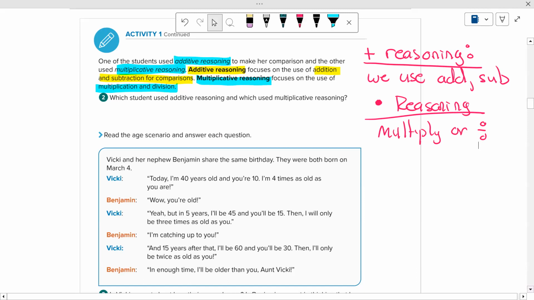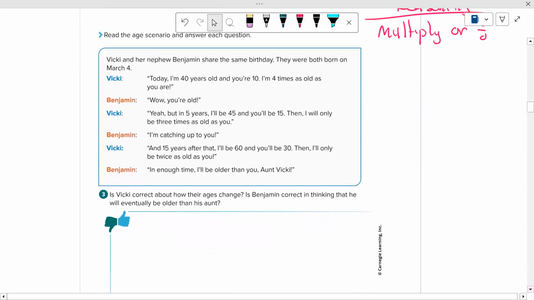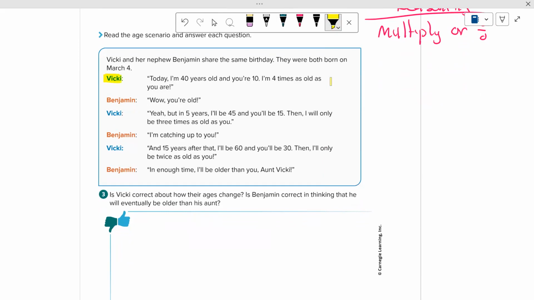All right, so number 2 asks you which student used additive reasoning and which used multiplicative reasoning. So let's look through that real quick. So we're talking about Vicky and Benjamin. Vicky and her nephew Benjamin share the same birthday. They were both born on March 4th. So let's do some highlighting for information like you learn in English. So Vicky, I'm going to highlight right here. Today I'm 40 years old and you're 10. So Vicky must be 40 years old and Benjamin must be 10.